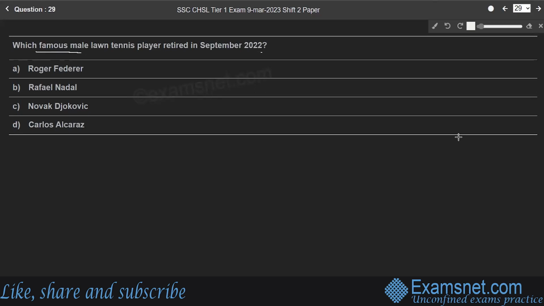Question 29. Which famous male lawn tennis player retired in September 2022? Here option A, Roger Federer. He is the latest star to retire from the sport. The Swiss maestro announced his decision to call time on his career a few weeks ago, and the 2022 Laver Cup was the scene where he played the final match of his career. Roger Federer is a professional tennis player from Switzerland, widely regarded as one of the greatest players of all time.